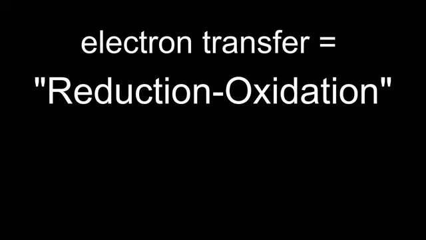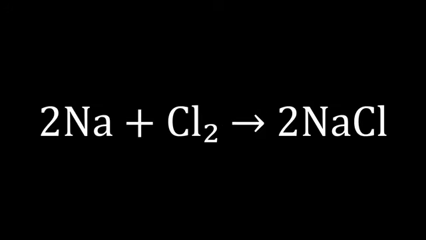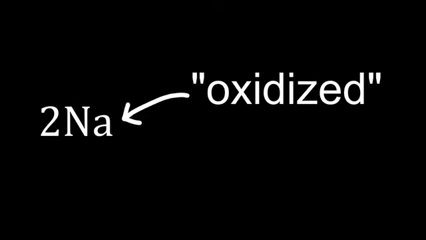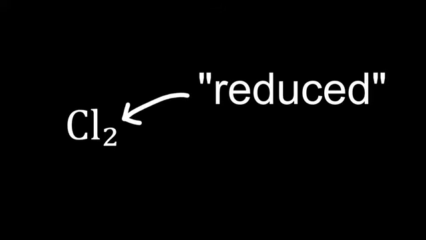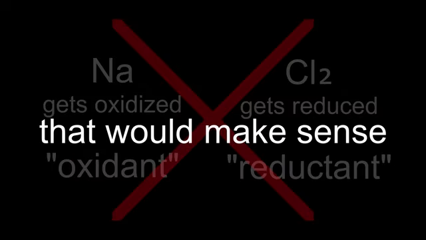Well, that is called a reduction oxidation reaction, or redox. If sodium chloride forms out of its pure elements, the sodium gets oxidized as it loses an electron and the chlorine gets reduced as it gains an electron. Logically, sodium is the oxidant and chlorine is the reductant. Of course not, that would make sense, it's the other way around.